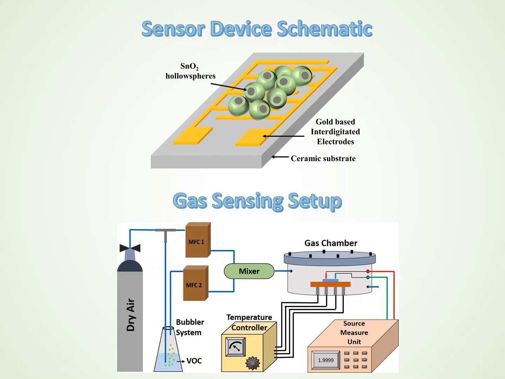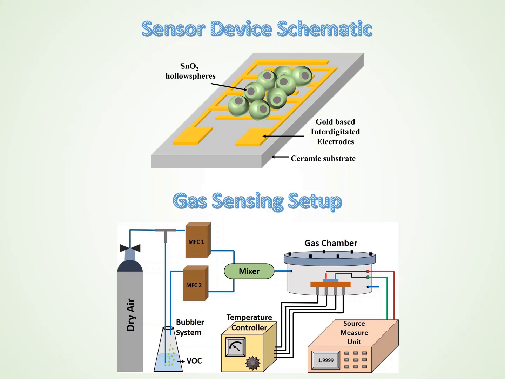The fabrication of the sensor device was carried out over a ceramic substrate having gold-based interdigitated electrodes, over which we deposited the synthesized SnO2 hollow spheres. The gas sensing measurement was carried out in a custom-made gas chamber having a heater arrangement with a temperature controller, and the contacts were made over the sensor device, which were taken to the source measure unit.